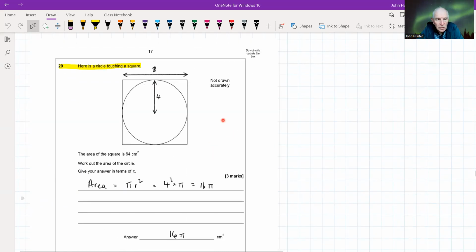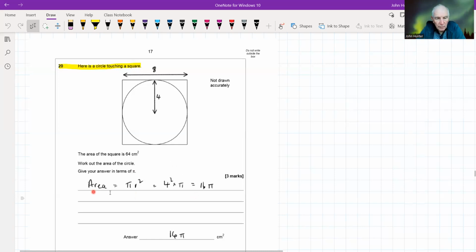All right, here is a circle touching a square, question 20, and the area of the square is 64 square centimeters. Work out the area of the circle in terms of pi. So that means we're going to see a pi in the actual answer that we're submitting. If the area of the square is 64, then the length of each side is 8, because 8 squared equals 64. And we can probably see, therefore, that the radius of the circle is going to be 4. It's just half of that, isn't it? Because it's all symmetrical.